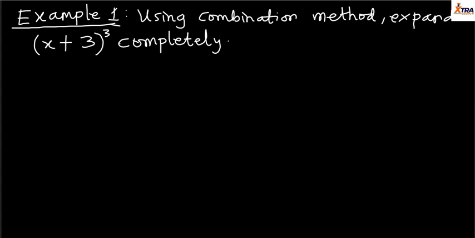Now, we have x plus 3 all raised to power 3. I said the difference between Pascal triangle and combination method is that in the Pascal triangle, we are already given our coefficients, but in this case, we'll be deriving our coefficients ourselves through our knowledge of combination.